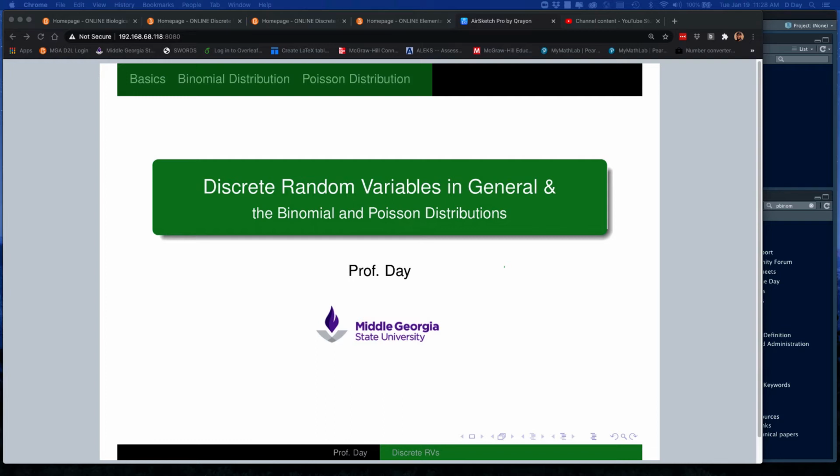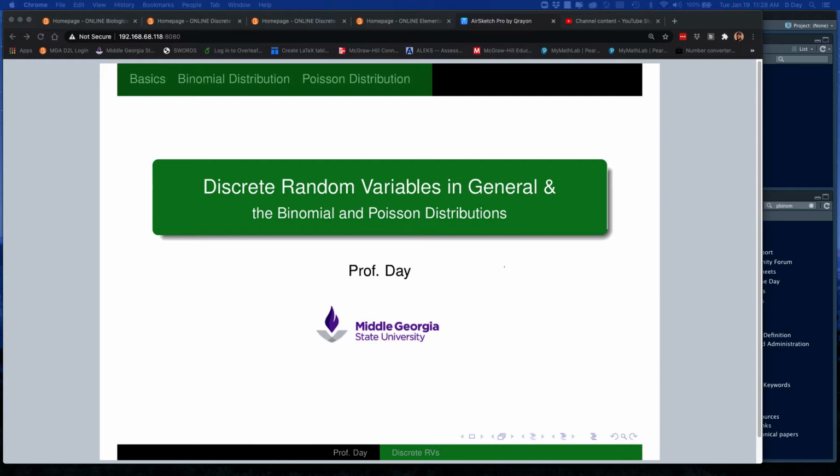Today we're going to do lecture 3 over discrete random variables. We're going to talk about those in general and basically what a random variable is in general. And we're also going to specifically talk about the binomial and the Poisson distributions, which are two types of discrete distributions. These are two that are used fairly often in biology, so these are good to utilize and show you guys about, especially you biologists in the group.